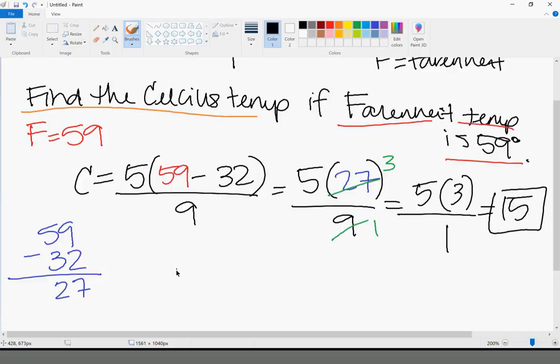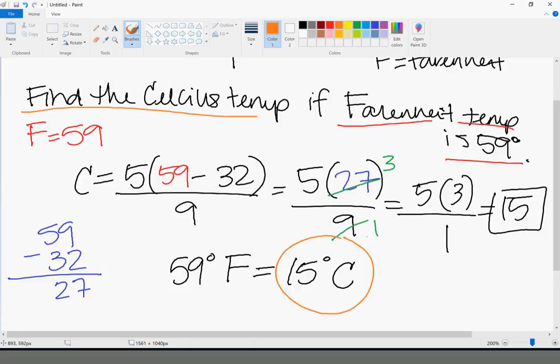And 5 times 3 is 15. So that's our answer. So 59 degrees Fahrenheit is equal to 15 degrees Celsius. Or yes, you could have said 5 times 27, get a large number, and then divide that by 9, and then you would get 15. But this was just a way to reduce it to get the answer in a simpler way.